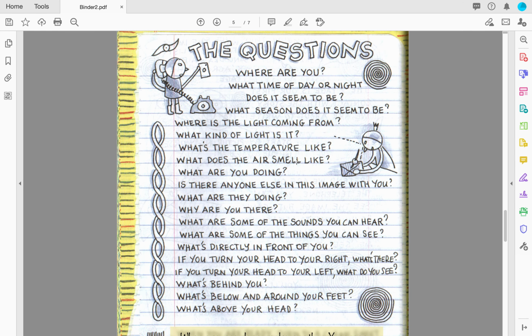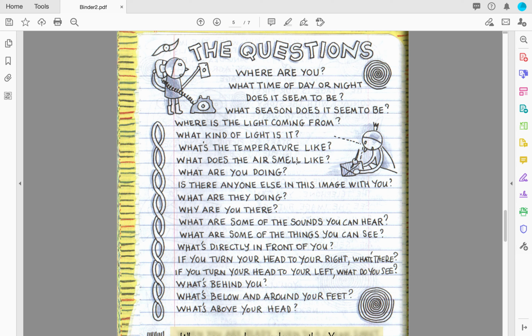So the questions are, where are you? What time of day or night does it seem to be? What season does it seem to be? Where is the light coming from? What kind of light is it? What's the temperature? What does the air smell like? What are you doing in this memory? Is there anyone else in the image with you? What are they doing if they are there?